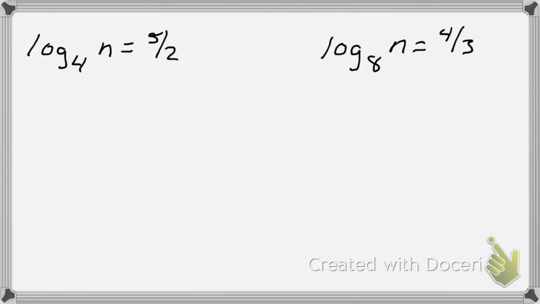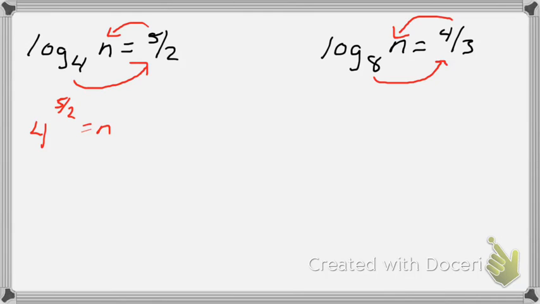If it's written as a log, try to write it as an exponential. If it's written as an exponential, maybe try to write it as a log when you're solving. So to rewrite log base 4 of n equals 5/2 as an exponential, I have to go back to the beginning of the section and see how I did that. And what I did was I went 4 to the 5/2 equals n. Like that.